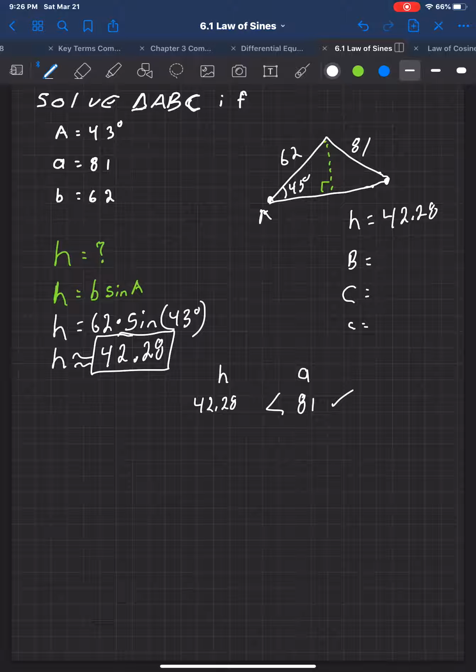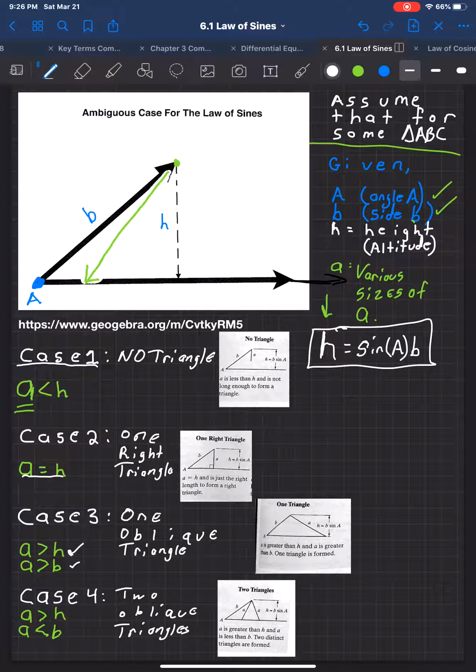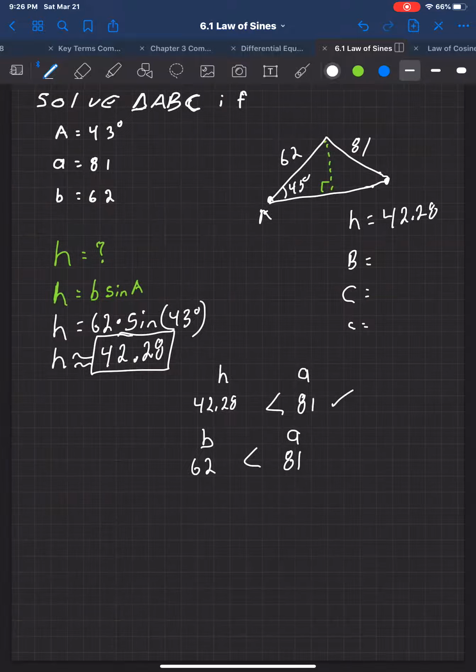But now let's compare A to B. In this case, A is 81 and B is 62. So A is larger than h and A is larger than B. I'm going to go back to that last page. If A is larger than h as well as larger than B, then I have case 3. I have one oblique triangle.